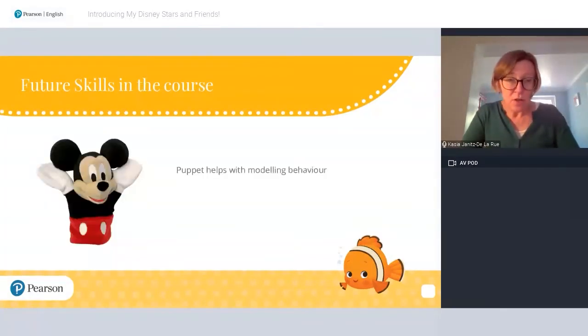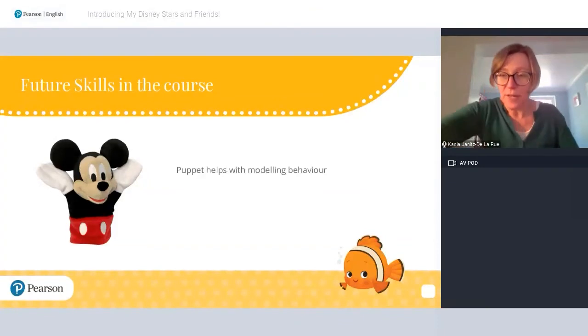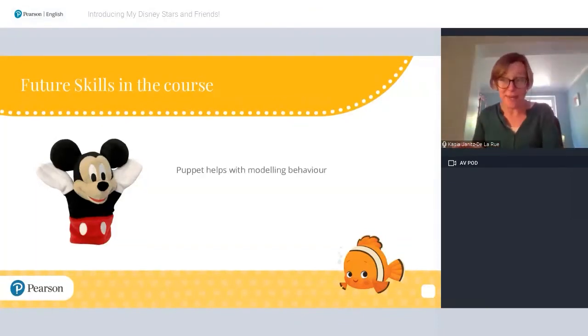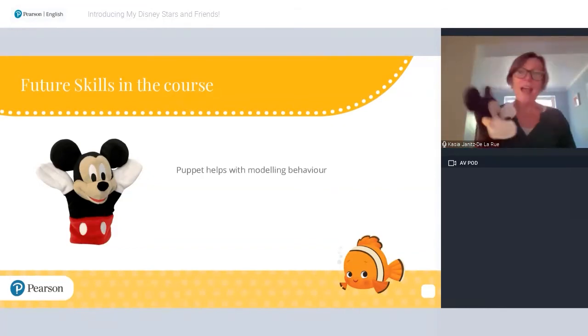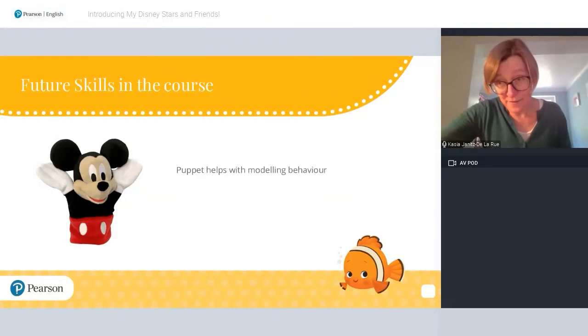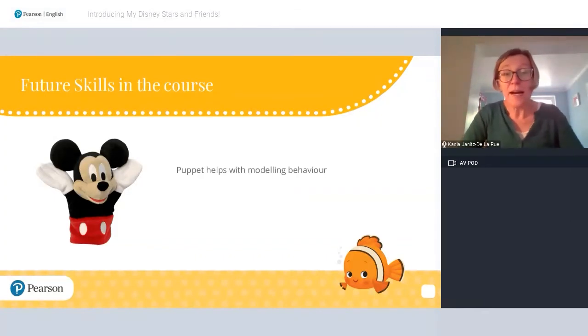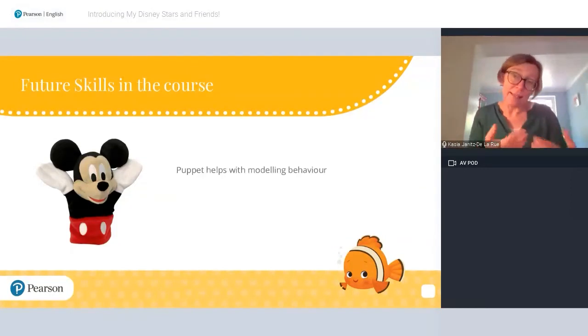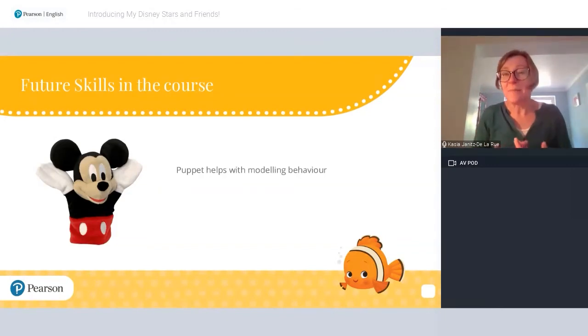Okay, so I'm going to move on again, and we also have a puppet with the course. The puppet also helps with modeling behavior. We have a Mickey Mouse puppet, which is really great, and I have him here with me, so I'll get him to wave to you. If you do not have a Mickey Mouse puppet, you can use any other puppet or toy. The idea is that having a little puppet or toy in the classroom really does help model the behavior and engagement, and being kind and polite and being interested. And it's really very helpful.